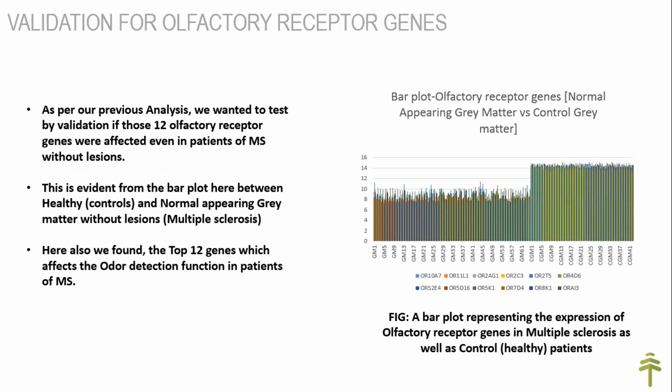To my excitement, in the validation there were also other olfactory genes that were downregulated, but I extracted the 12 genes that were in my hypothesis and compared them to the controls. In validation, I got exactly the same results. That is, these genes were also downregulated in multiple sclerosis patients without lesions. So it was pretty sure that olfactory dysfunction and olfactory disruption pathway is seen in patients of multiple sclerosis.